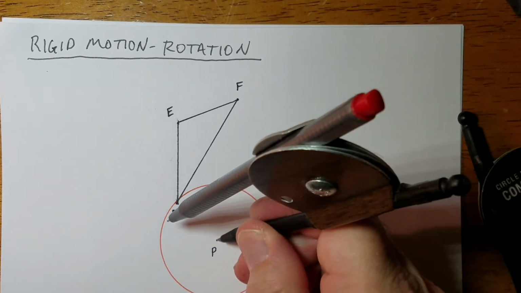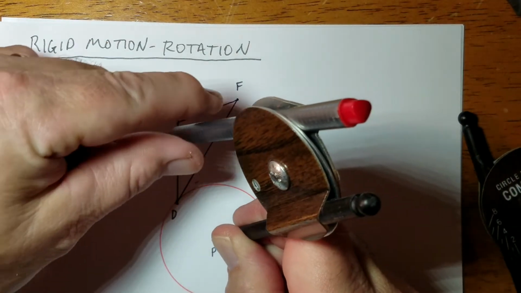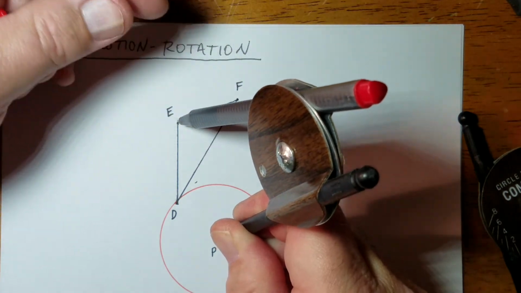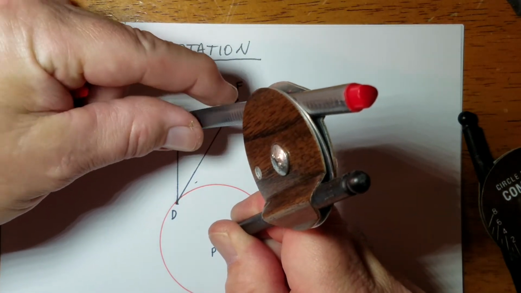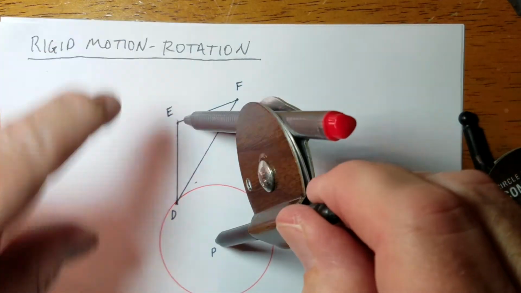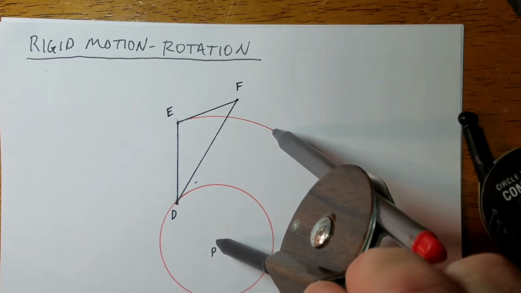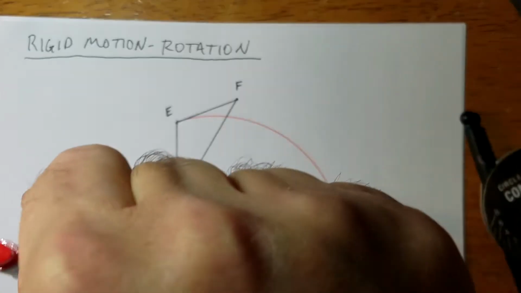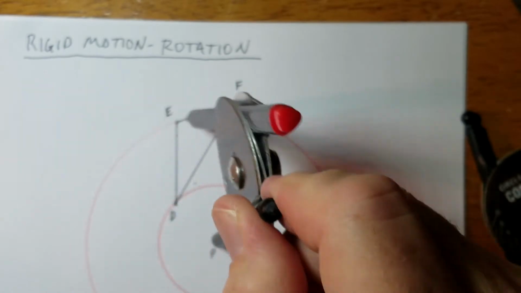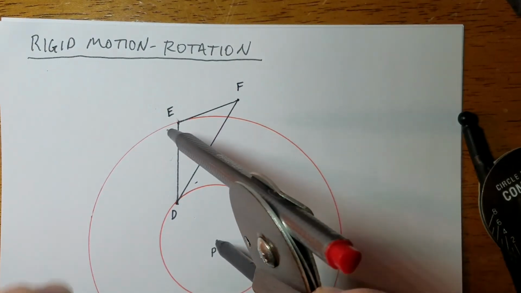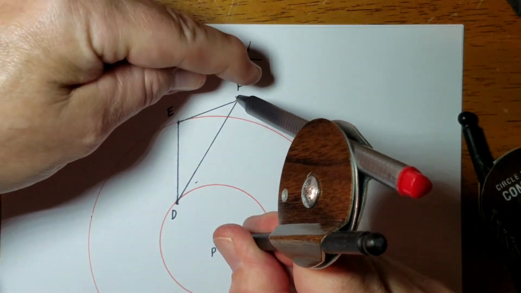Then we're going to proceed by making two more circles. One with radius PE and the other one with radius PF.